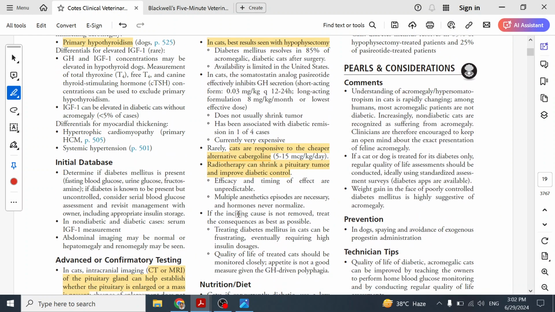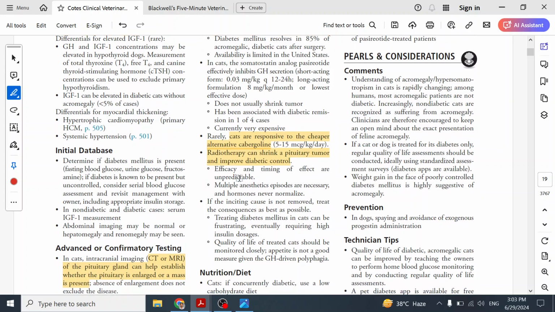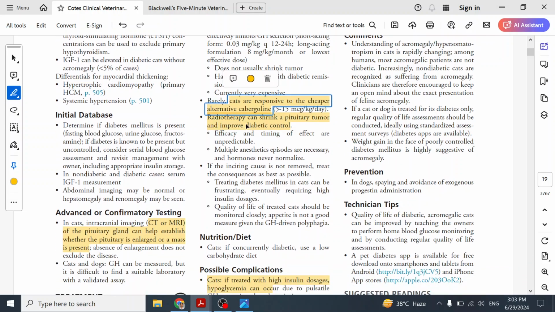Then in cats there is a cheaper alternative, cabergoline. There is another drug which we use, cabergoline, which is cheaper and available in the market. Radiotherapy is also used to treat acromegaly, which shrinks the pituitary tumor and improves diabetic control.